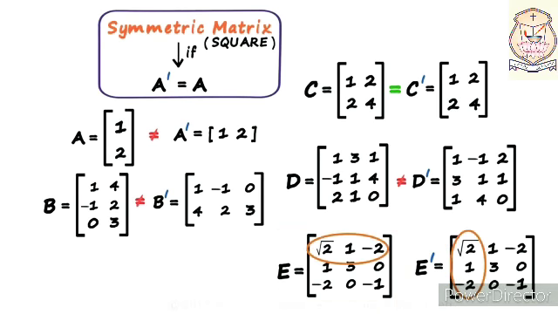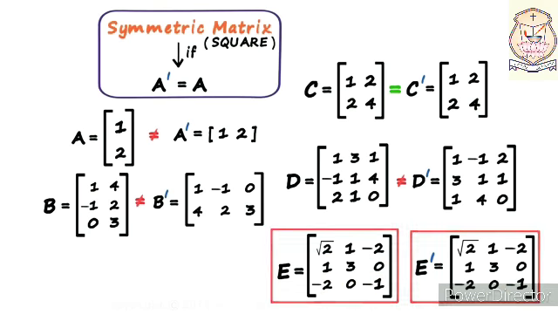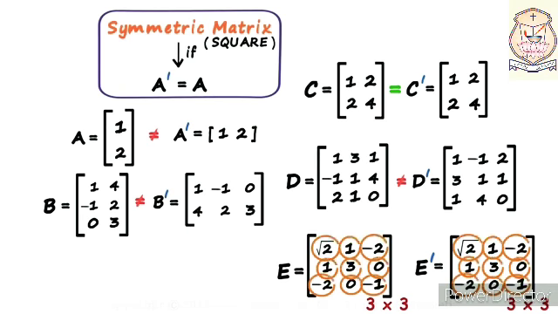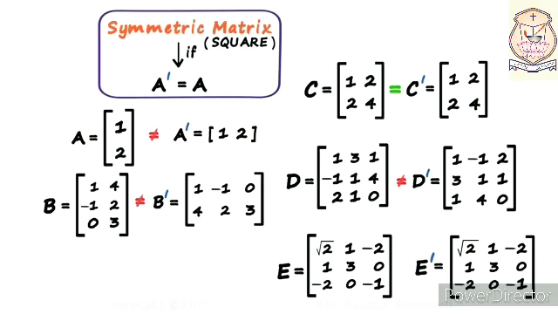First row, first column, second row, second column, and third row, third column. Both matrices have the same orders and the corresponding elements are also equal. Matrix E is equal to E transpose. Matrix E is symmetric.